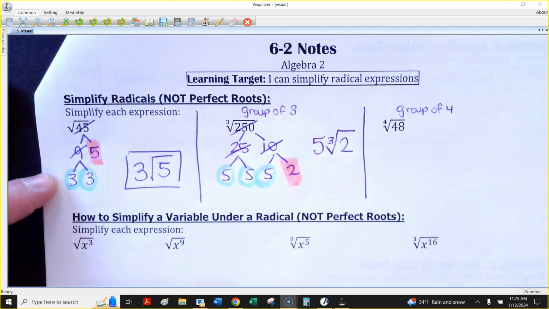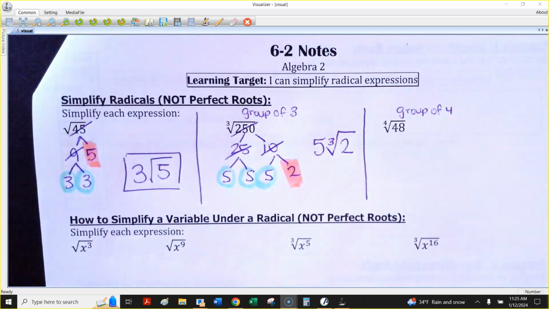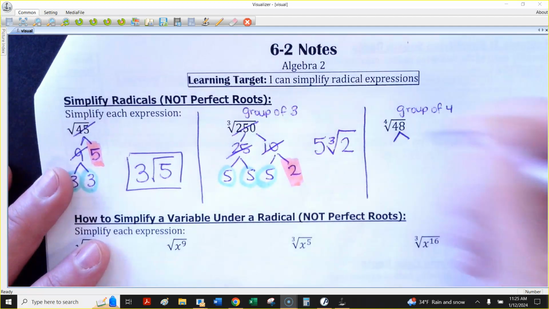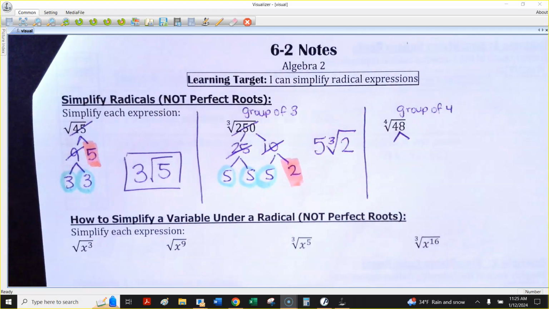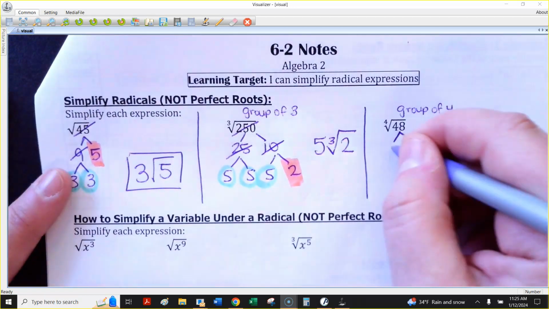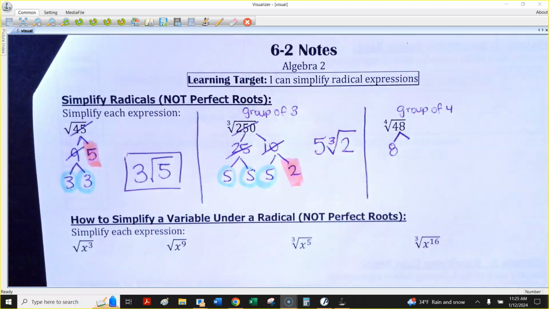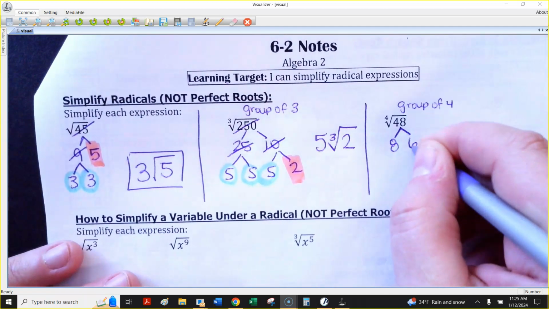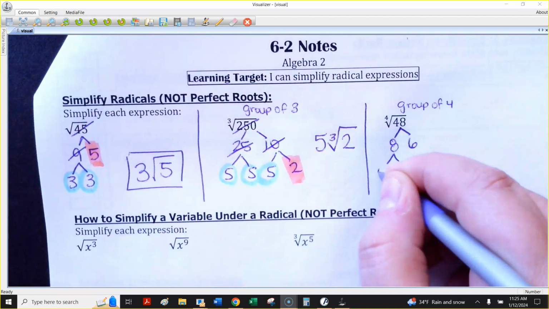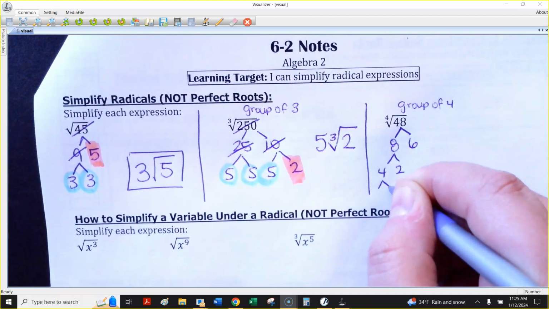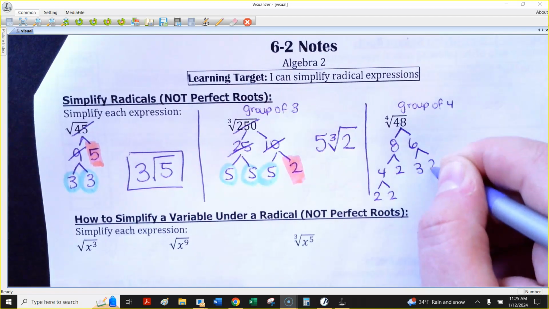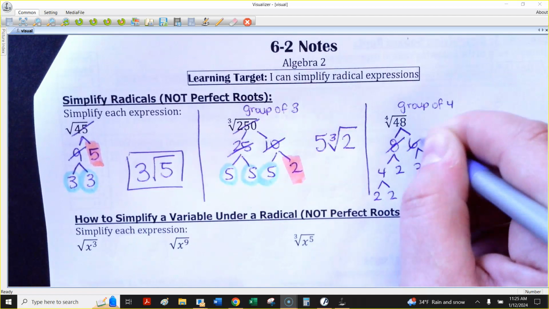All right, now the last one, this is a 4th root, so if I want to take anything out, I have to have a group of 4. Two numbers that multiply to get you 48. Okay, 8. You could do 2 and 24. There's a bunch of different options. You could do 16 and 3. But let's say we did 8 and 6. So then we got 4 and 2, 2 and 2. 6 would break down to be 3 and 2. So I broke the 8, I broke the 6, I broke the 4.